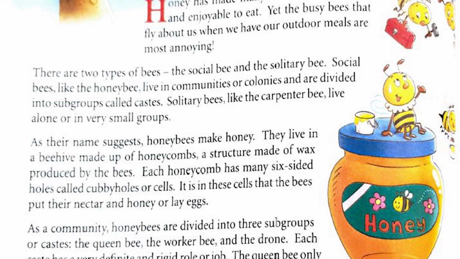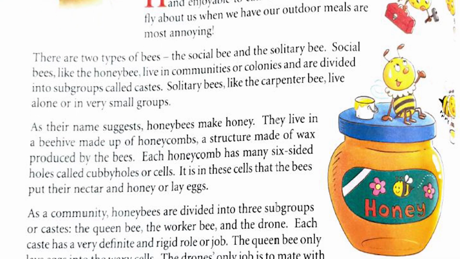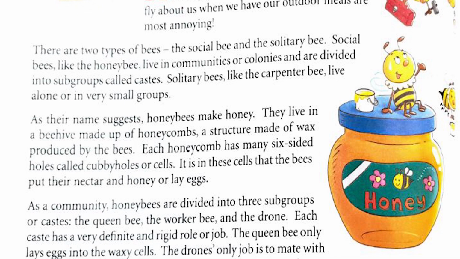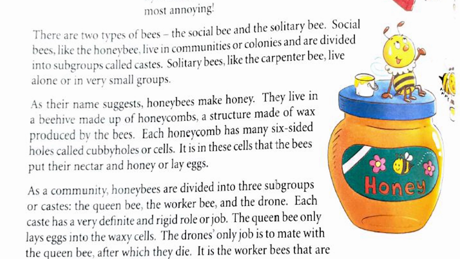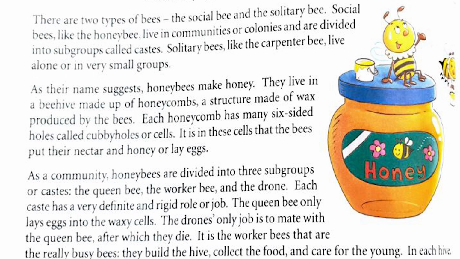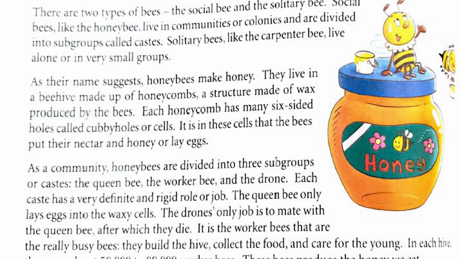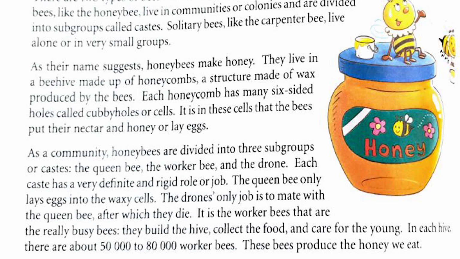As a community, honeybees are divided into three subgroups or castes: the queen bee, the worker bee, and the drone. Each caste has a very definite and rigid role or job. The queen bee only lays eggs into the wax cells. The drone's only job is to mate with the queen bee, after which they die.